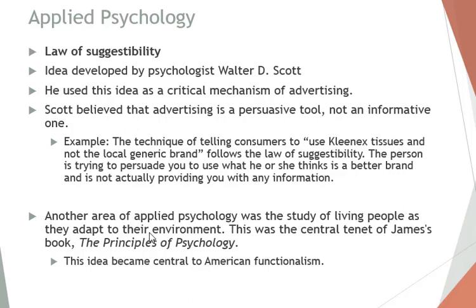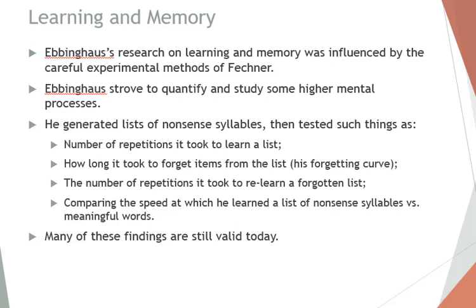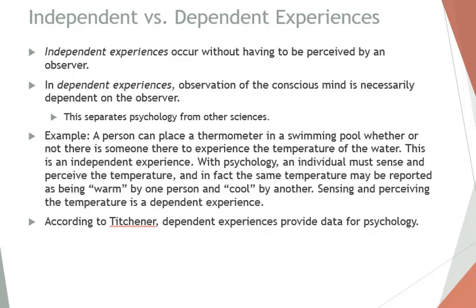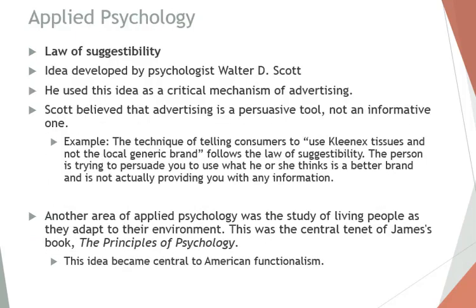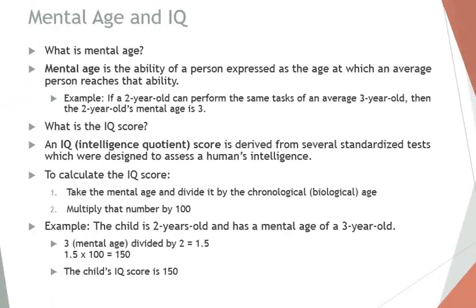Okay, another area was the study of living people as they adapt to their environment, and that became the central idea of functionalism. Remember, functionalism was the idea that we discussed a little while ago in the Ebbinghaus study, and in general, the more modern, more American idea of functionalism, more so than looking at everything as being the product of a natural stimulus. And finally, for this chapter, we have the idea of the mental age. The mental age is simply the ability expressed at that age as compared to when an average person would reach that ability.